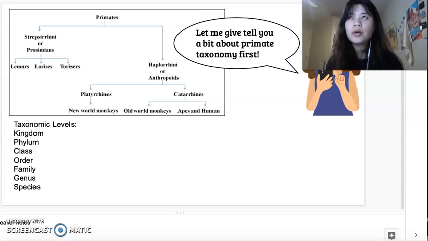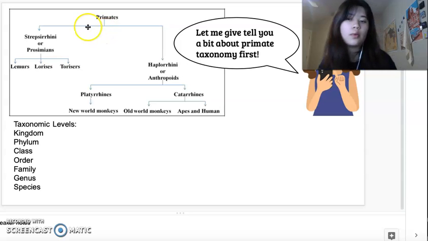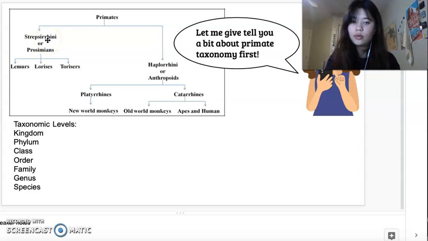So they go from most broad to most specific. And they start off with kingdom, phylum, class, order, family, genus, and species. And in the picture here, we see there's primates at the top, and that'll be the order we're looking at. Under this order, it branches off into two different groups, Strepsirini for the wet-nosed animals and the Haplorini for the dry-nosed animals.